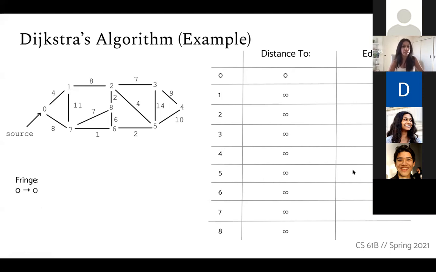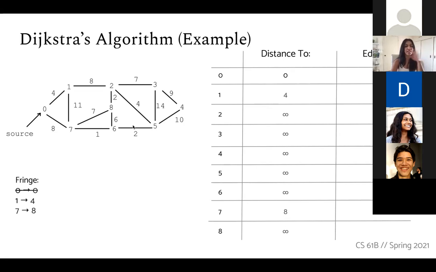So the first thing that we're going to do is we're going to look at our fringe. We're going to pop the node with the smallest weight. And in that case, that's 0. And what we're going to do after that is we're going to add its neighbors into our fringe and update our distance 2 and edge 2 lists. And so the 2 neighbors for 0 are 1 and 7. And the distance to 1 from 0 is 4. And the distance to 7 from 0 is 8. And so we're just going to update those. And notice the edge 2 is 0 because the edge 2 right before 4 and 7 is 0.